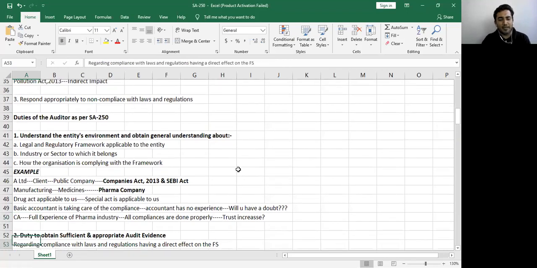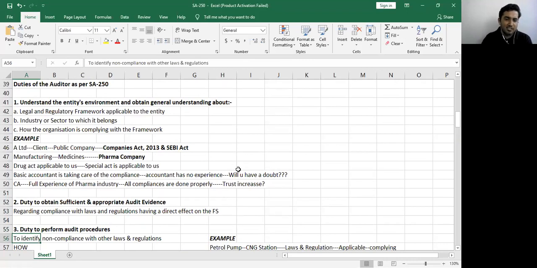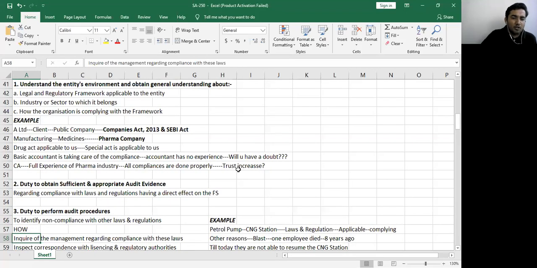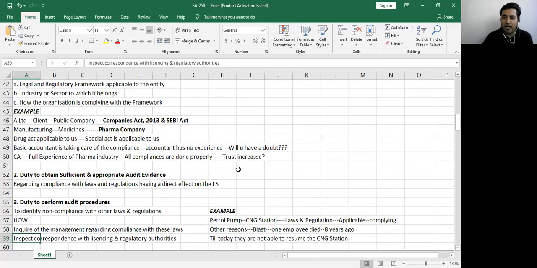Second point, duty to obtain sufficient appropriate audit evidence. It is the auditor's responsibility to obtain sufficient appropriate audit evidence regarding laws and regulations that have a direct impact on the financial statements. It is their duty to perform audit procedures to identify non-compliance with the other laws and regulations. How will you do that? You have two methods to do that.